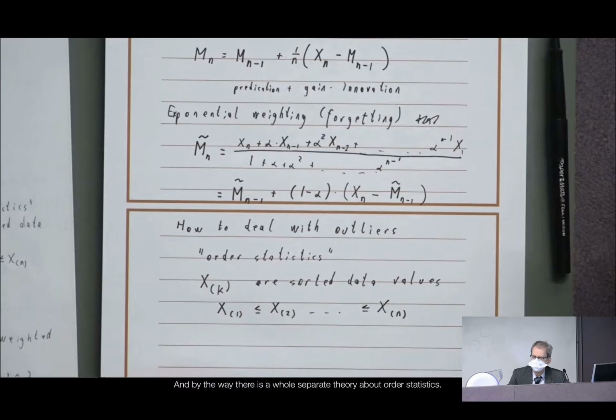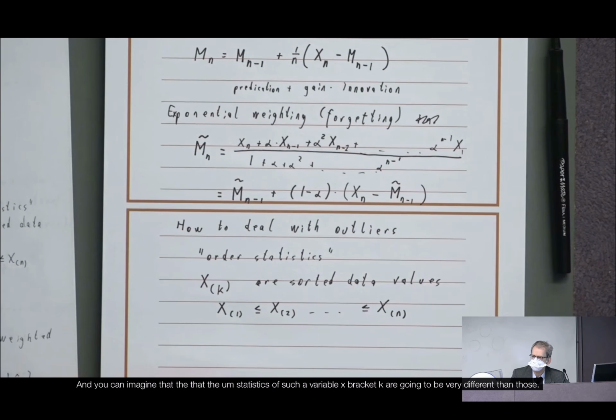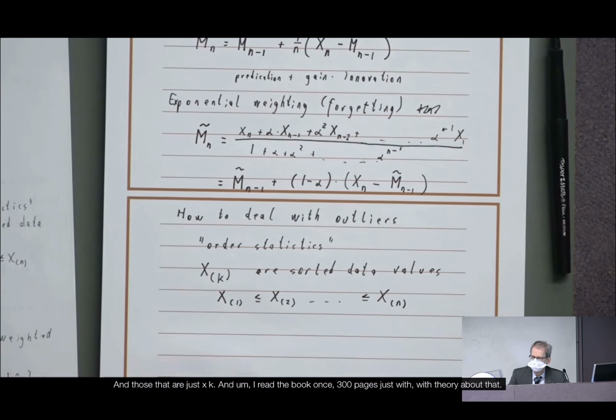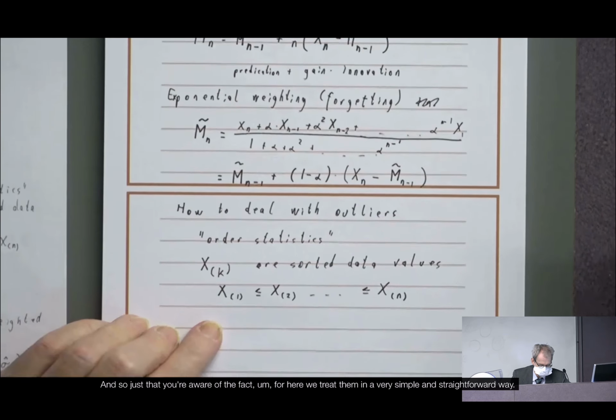And by the way, there is a whole separate theory about order statistics. You can imagine that the statistics of such a variable x bracket k are going to be very different than those of just xk. I read a book once, 300 pages, just with theory about that. So just so that you're aware of the fact. Here, we treat them in a very simple and straightforward way.